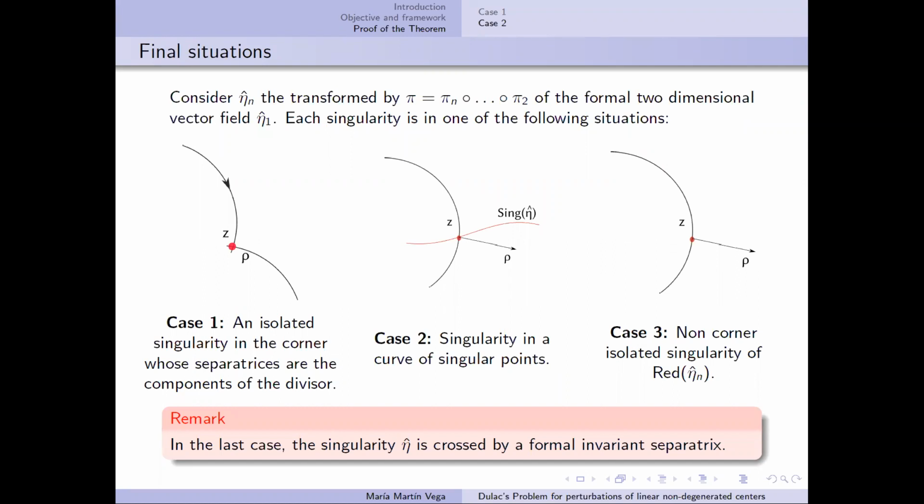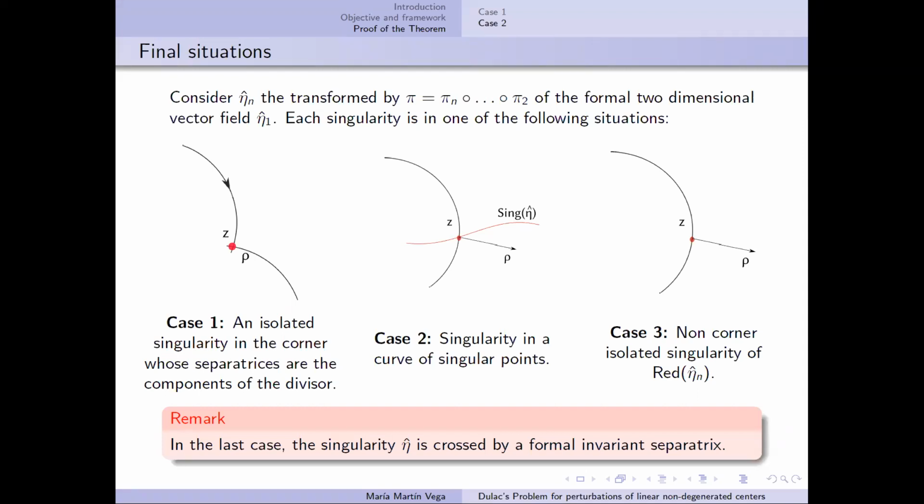So the three possible final situations are these. In the first case, if the singularity is isolated and is in a corner, we find that the two separatrices of the singularity are just the components of the divisor. In the second case, we can suppose that there is a line of singularities, and the singularity is just the intersection of the line of singularities with the divisor.